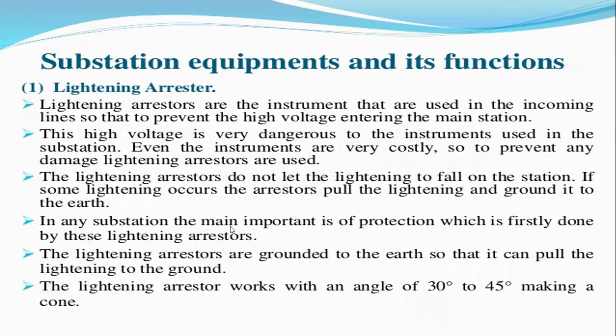Okay, in any substation, the most important thing is protection, which is firstly done by these lightning arresters. These lightning arresters are grounded to earth, so that they can pull the lightning down to the ground. The lightning arresters work with an angle of 30 to 45 degrees, making a cone. This is the use of the lightning arresters in substations.